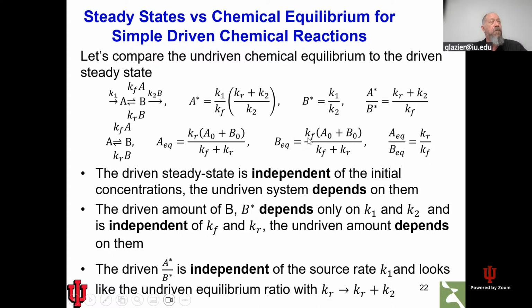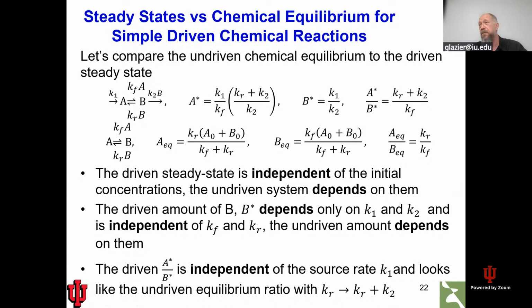And both of those depend on Kf and Kr. And so the ratio of the two equilibrium amounts is parallel, although not identical, but the amounts themselves in one case are independent of the initial condition, in the other case dependent on it. In one case, they depend on the source rate. In the other case, of course, there is no source rate. And so even though these systems are similar in some ways, their dependence on the parameters is quite different.